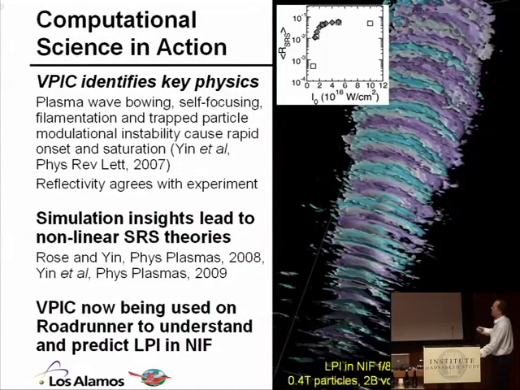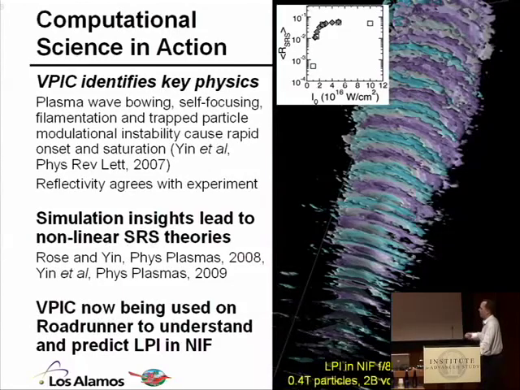In VPIC, we identified the key physics, and it required us to use petascale resources to look at the kinetics and everything that was going on. It turns out that plasma wave bowing, self-focusing, filamentation, and trapped particle modulational instability caused this rapid onset and saturation. We also got nice agreement with experiment for the reflectivity we measured out of our simulation. And then, in a classic example of how computational science works, these insights led to nonlinear SRS theories. You can look up these papers if you wish and read more about it.